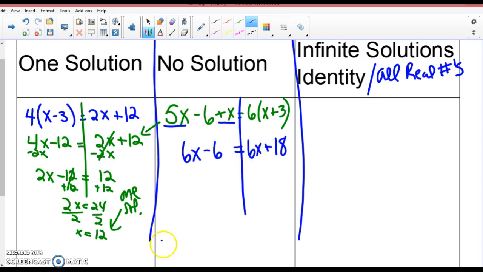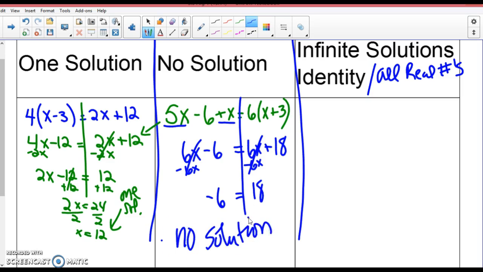That doesn't make sense. But let's prove it. If I move this 6x over here, subtract 6x from both sides. On this left side, 6x minus 6x is 0. I'm left with negative 6 equals 6x minus 6x is 0. I end up with negative 6 equals 18. Is that true? No, there is no solution. There is no number in the world that you can put into this equation and it be true. It's not going to work. Okay? There's no solution. All the variables are gone and it is false.